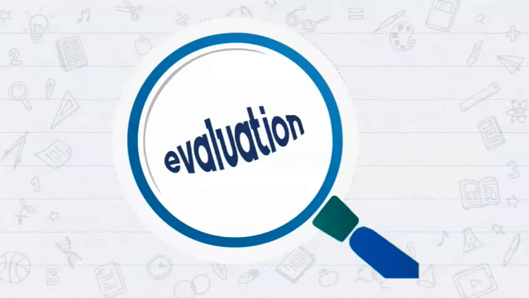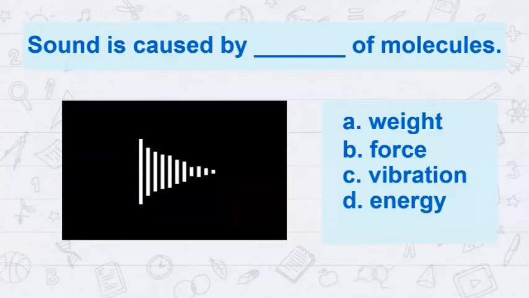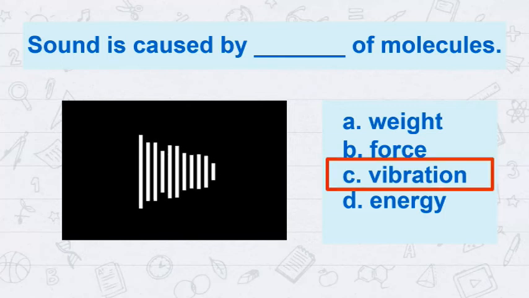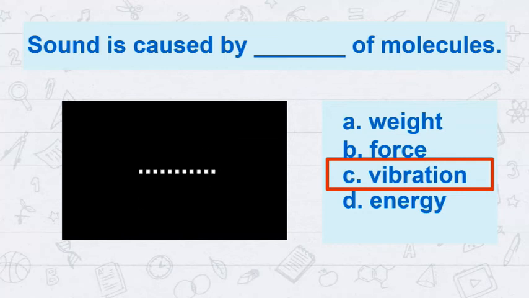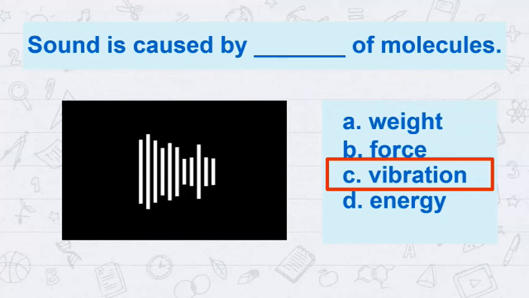Now, to check if you really understand the lesson, let us evaluate your learning. It's evaluation time! Try to answer the following questions. First, sound is caused by blank of molecules. Is it A, weight, B, force, C, vibration, D, energy? Right, the answer is C, vibration. Without vibration, no sound is produced.